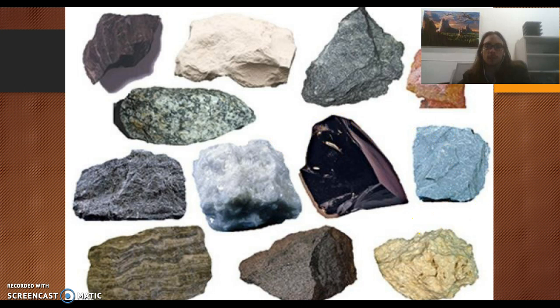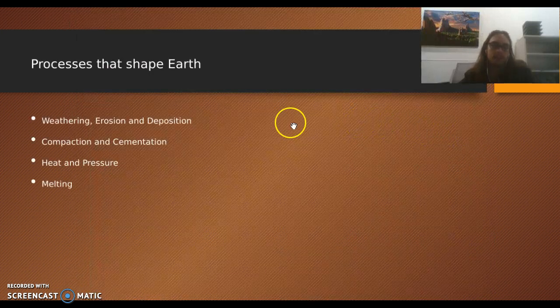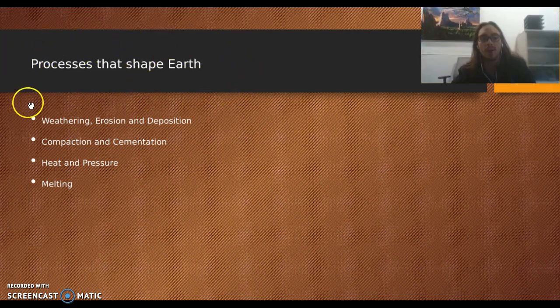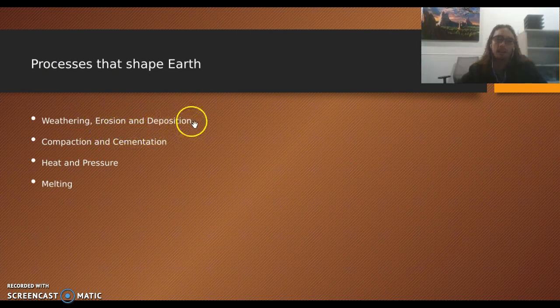Here's just a picture of a bunch of rocks. We've got some sedimentary, some igneous, and then this is metamorphic here. Okay, so the processes that shape the Earth and determine what happens during the rock cycle are weathering, erosion, and deposition. This is like the starter. This is how you get a lot of sedimentary rocks.